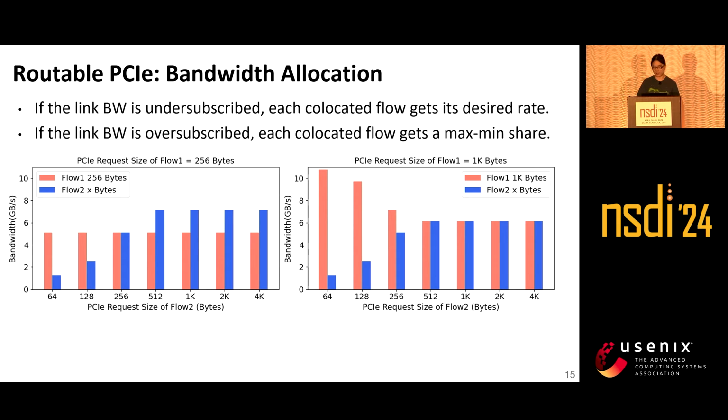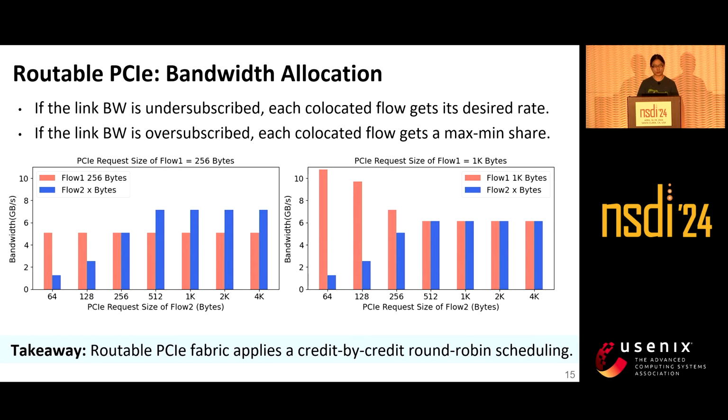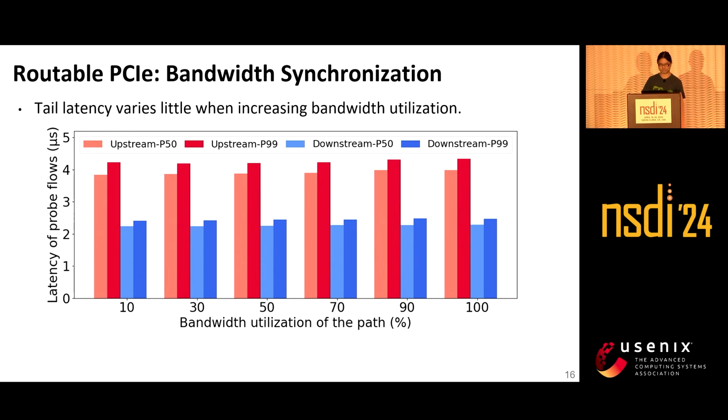That means if the bandwidth is oversubscribed, each co-located flow gets a max-min share. Finally, these two flows each reach 6 GB per second bandwidth, which is half of the link capacity. We learned from this that the Routable PCIe fabric applies credit round-robin scheduling, which follows the basic scheme of PCIe.